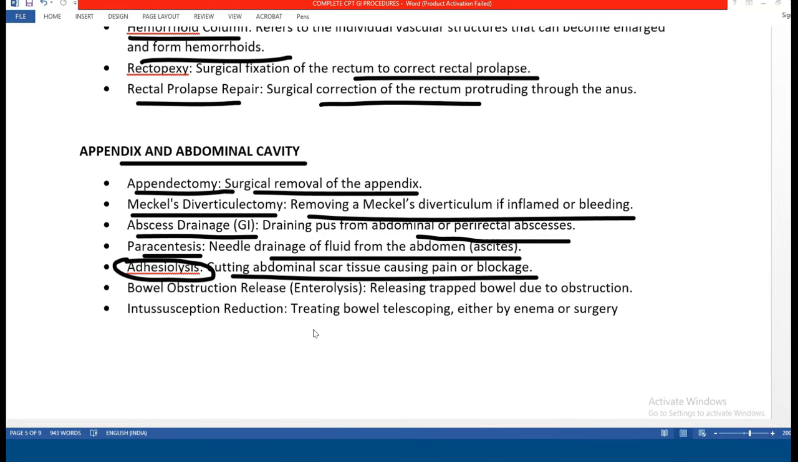Okay. Next, bowel obstruction release. So usually we'll call it enterolysis. So releasing trapped bowel due to obstruction is called bowel obstruction release, or at other times enterolysis. Okay. Intussusception reduction, treating bowel telescoping either by enema or surgery, is called intussusception reduction.